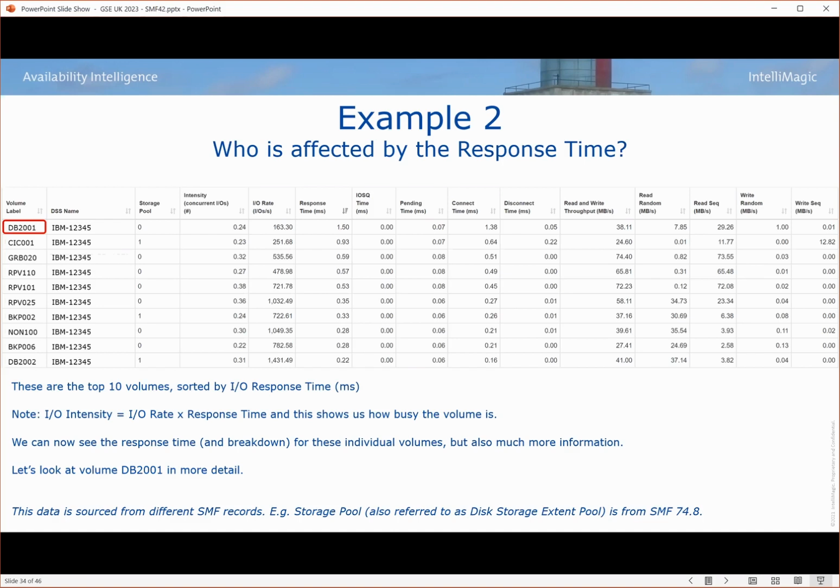This kind of information is from various SMF records, for example, the 74 subtype 8 that we looked at earlier. So it's different kinds of RMF data placed together. Let's look at one volume in more detail, the top DB2 volume.